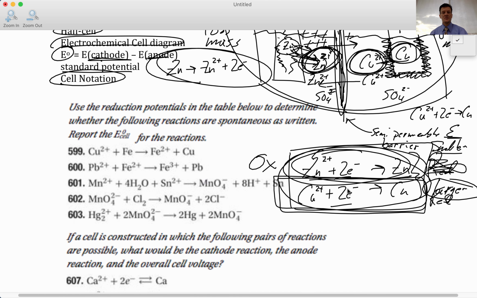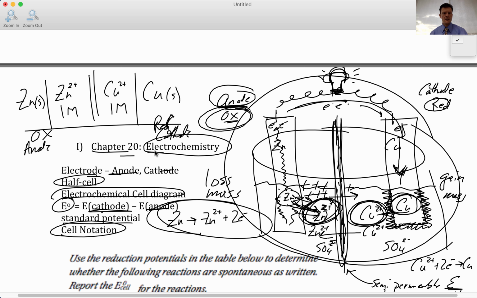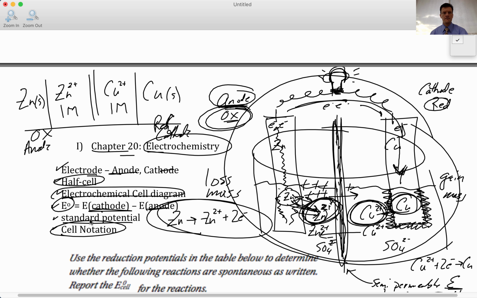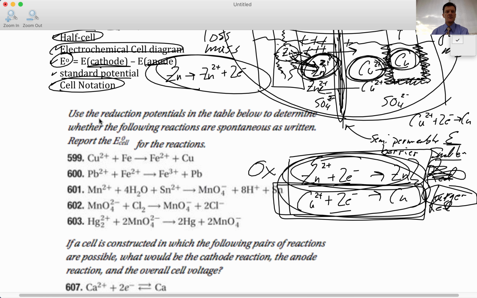So let's look at some of these questions down here. Let me just check to make sure I covered everything. I think so. All right. Use the reduction potentials in the table below to determine whether the following reactions are spontaneous as written.